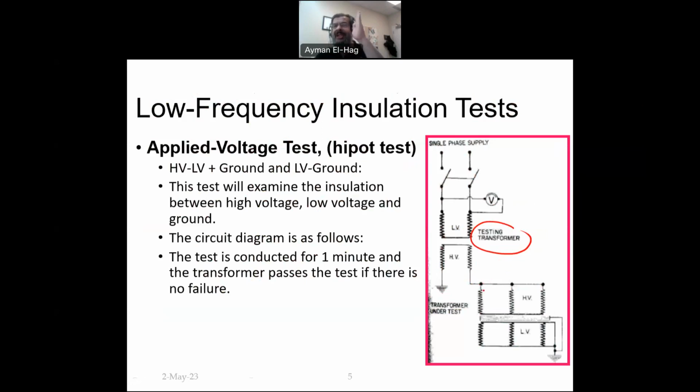So the stress in every phase will be exactly the same. On the other hand, we will ground the low voltage winding of the transformer. So basically I'm applying high voltage here. This is the high voltage here, and everything is grounded. So I am testing the clearance between the high voltage and the ground, the high voltage and the low voltage.